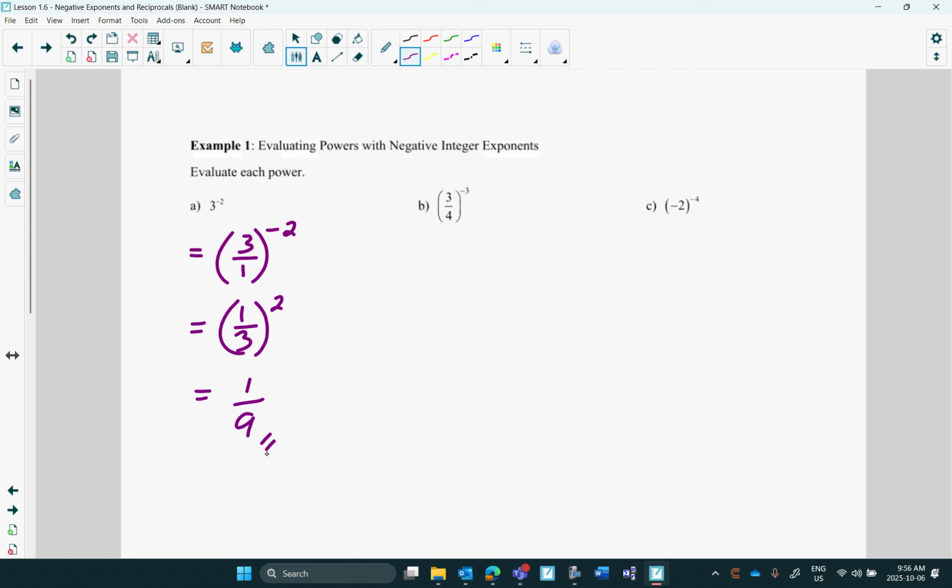Second one, it's already a fraction. So I don't have to make the fraction. How do I change it to positive? Flip it. So what does it look like, Olivia? 4 to the third over 3 to the third. Yeah. 4 over 3 to the third, or 4 to the third over 3 to the third? 64 over 27. Oops. 27.